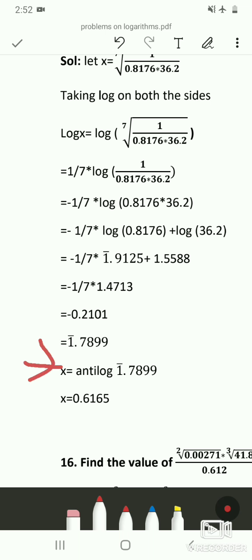So therefore x is equal to antilog of bar 1.7899, and the antilog of this term is 0.6165. Therefore, the final answer is 0.6165.